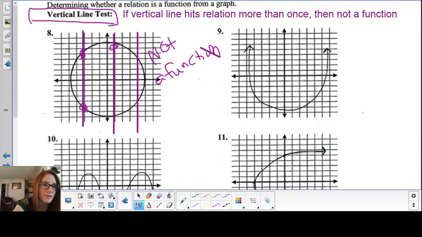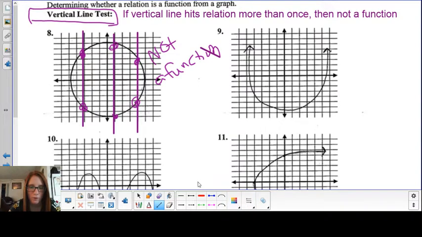Same idea on the second line I decided to draw. Again, it doesn't matter where you draw your line. As long as it hits more than once, at least once, then it's not a function. Okay, keeping that in mind, let's go ahead and draw some more lines.